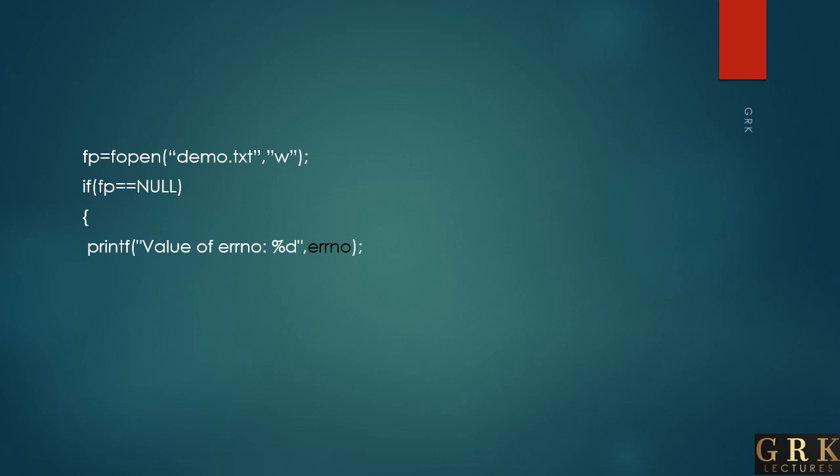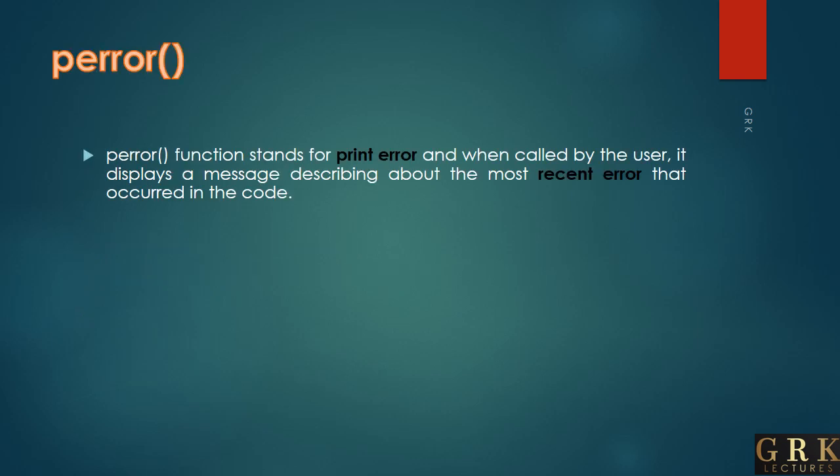If I want to print the error description corresponding to that number, this error number should be given as a parameter to the strerror function. So in the second printf I am printing the description of that particular error number. That's why errno is given as a parameter to strerror, and this function prints the description of that error number. Next we discuss the perror function.